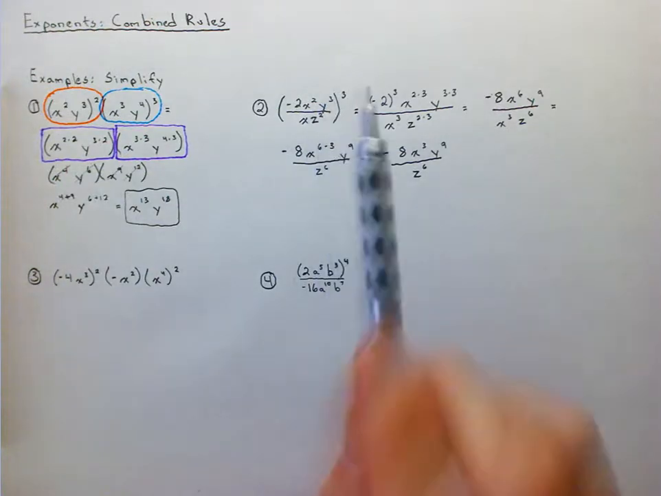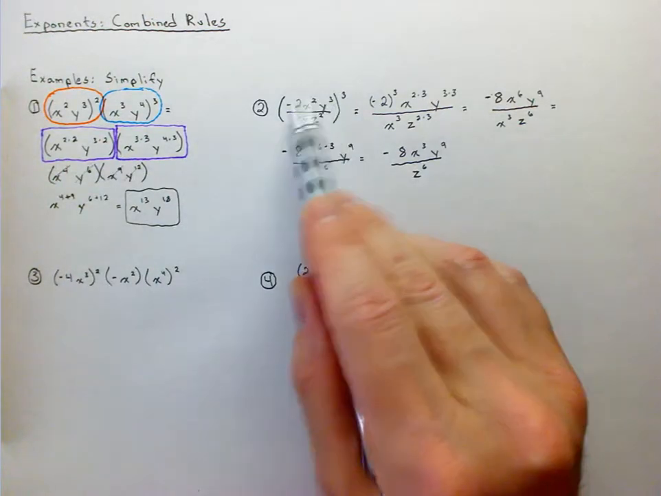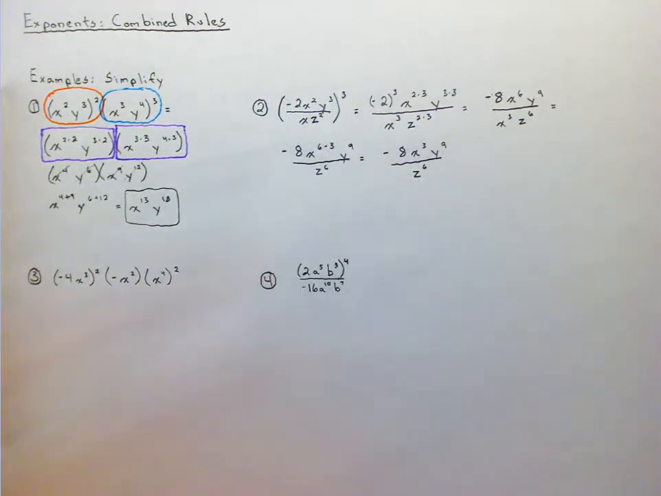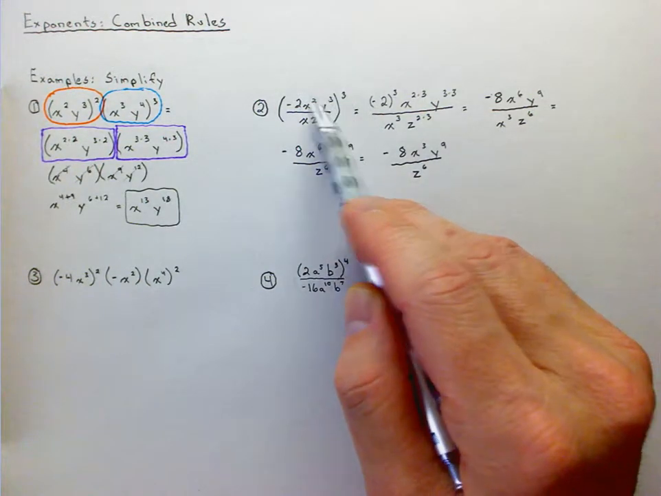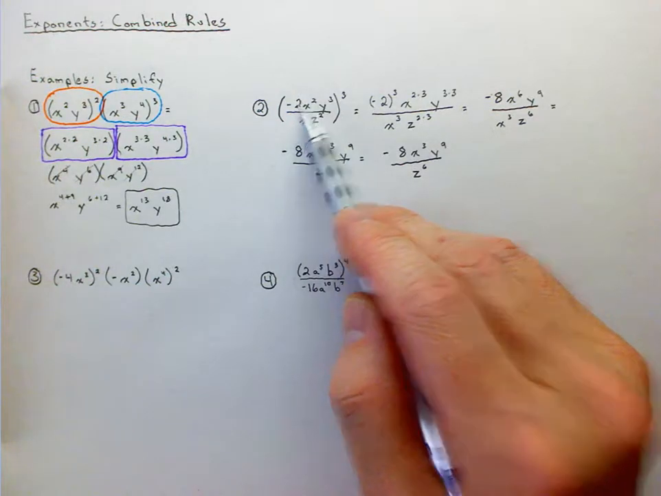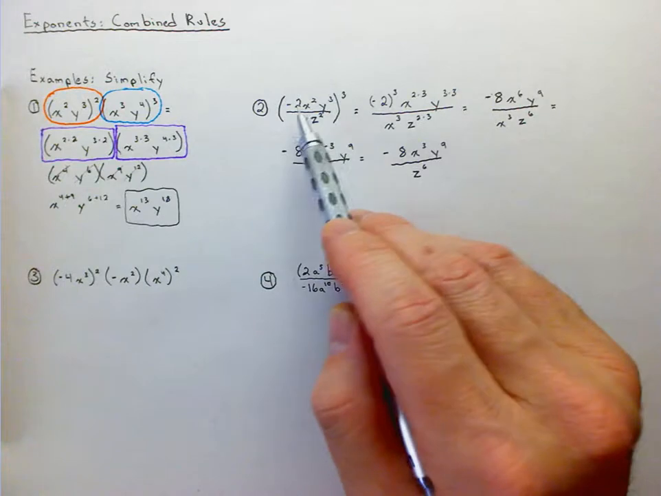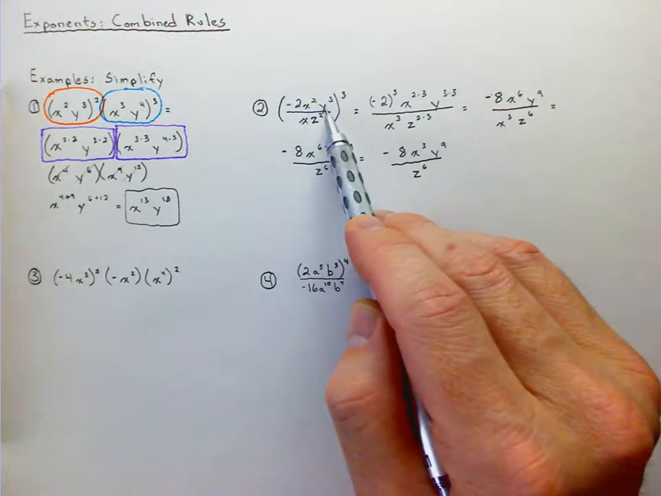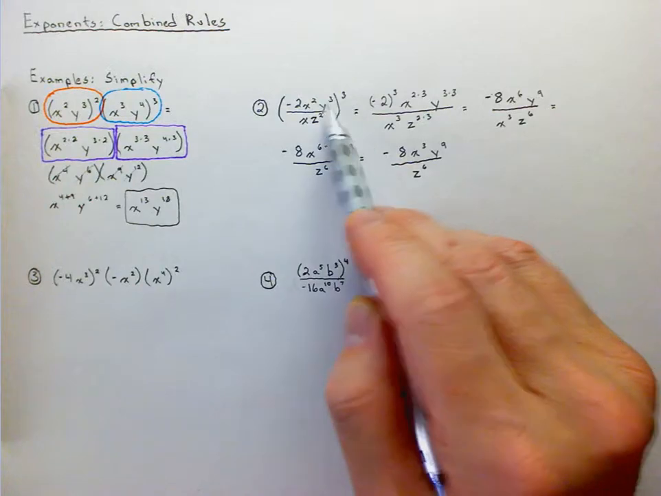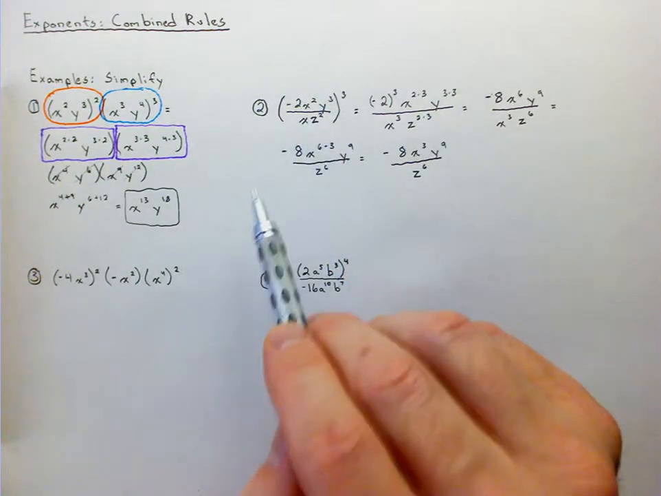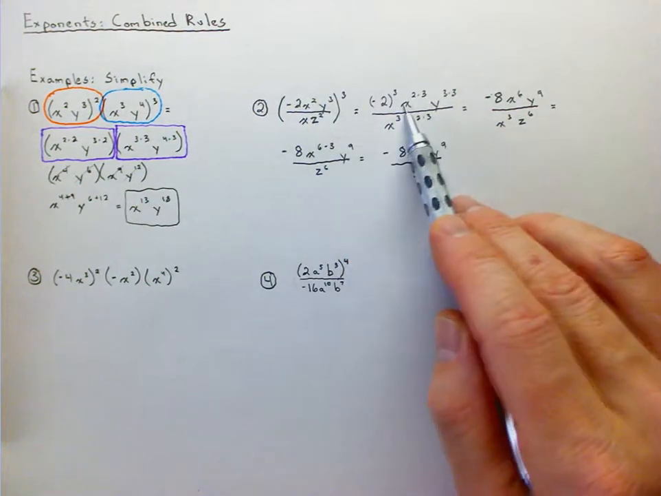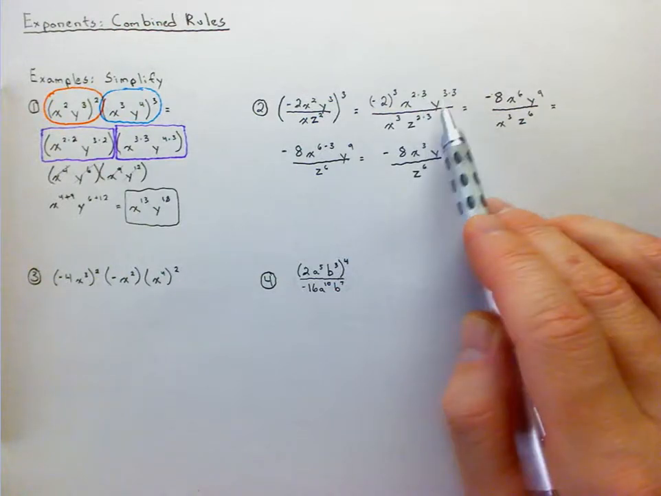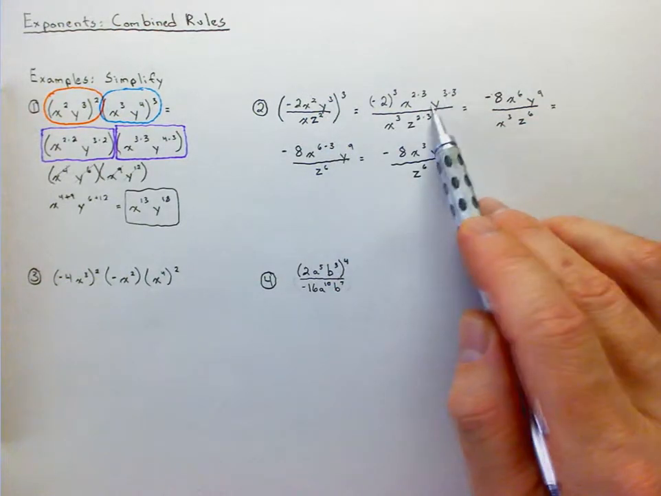Okay, let's look at example 2. So I have this quotient taken to the third power. And what I've done is I know that more or less that third power is going to be distributed to all my terms inside of the parentheses. So my coefficient, my x variable, my y variable are all going to end up being to the third power. That turns into a negative 2 to the third, x squared to the third, and then y cubed to the third.